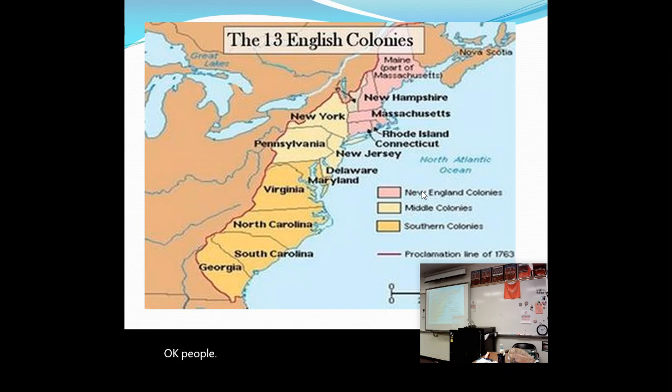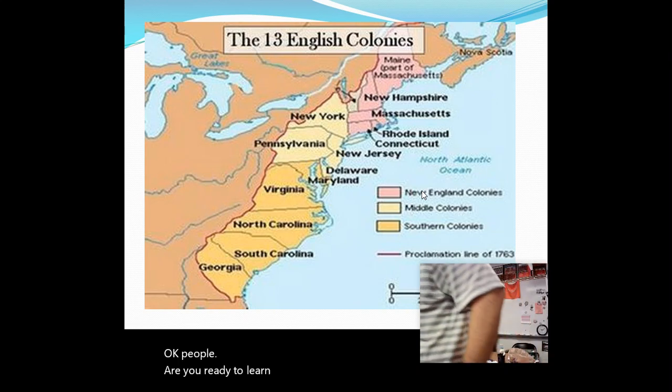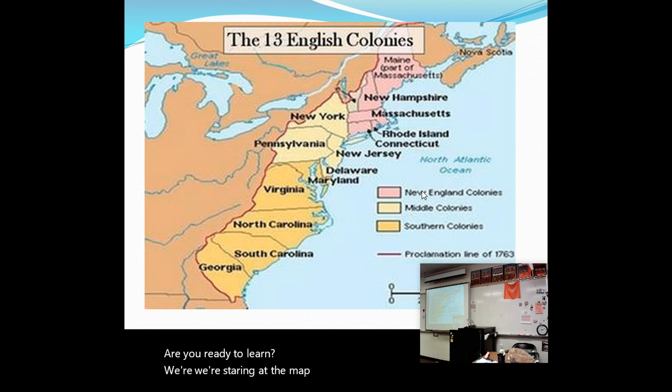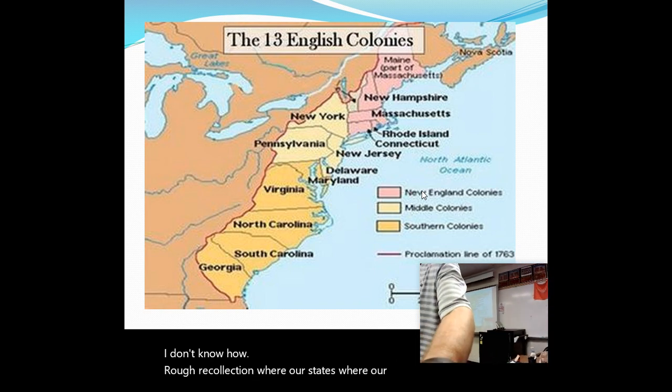Are you ready to learn? We're staring at the map. We don't have, I don't know, a rough recollection of where our states, where our colonies are located.